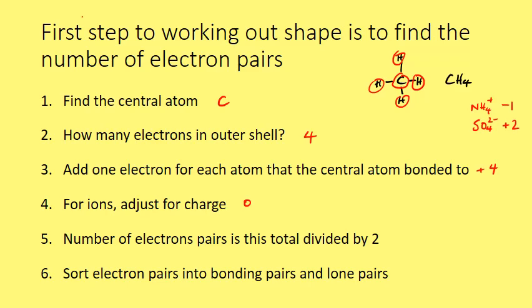The number of electron pairs is this total, which was 8, the total of our 4 and 4, divided by 2, so 8 over 2 equals 4. So there are 4 electron pairs in this methane molecule. Let's decide which of these electron pairs are bonding pairs and which are lone pairs. We've got four bonds, so we've got 4 bonding pairs, which must mean there are 0 lone pairs. So in the methane molecule there are 4 bonding pairs of electrons and no lone pairs, and now we can go on to work out the shape of that molecule.